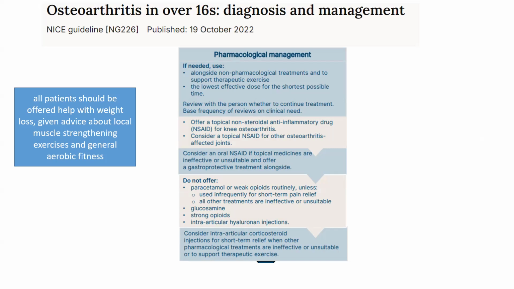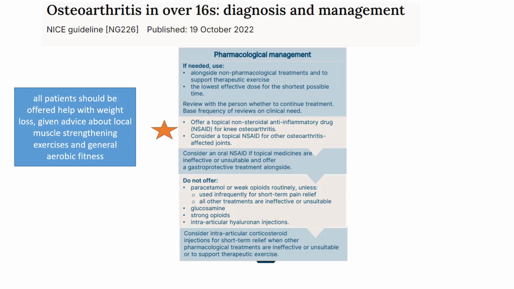Again, do not offer the patient glucosamine or strong opioids or intra-articular hyaluronan injection as per the guidelines. Consider intra-articular corticosteroid injections for short-term relief when other pharmacological treatments are ineffective or unsuitable, or to support therapeutic exercise. Again, this has been asked in previous years. So this is as per the guidelines, extremely important for you.